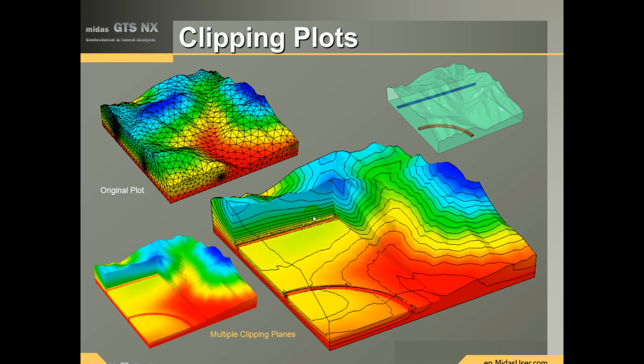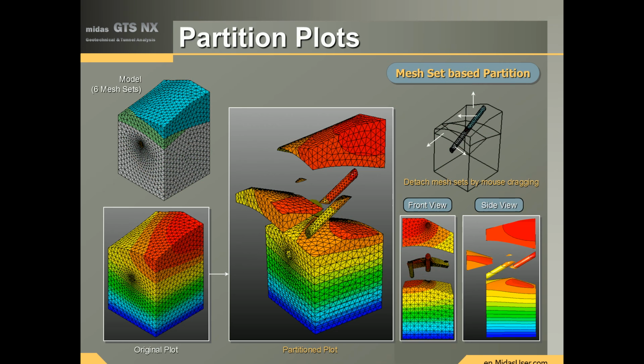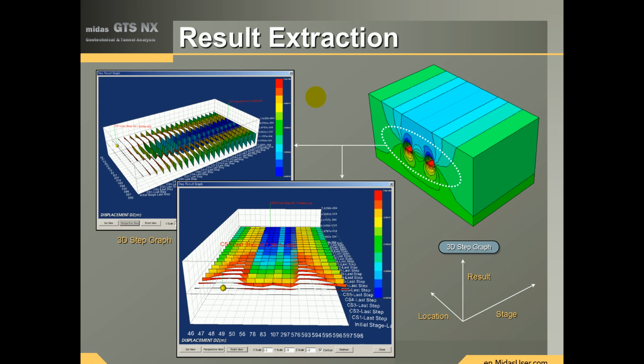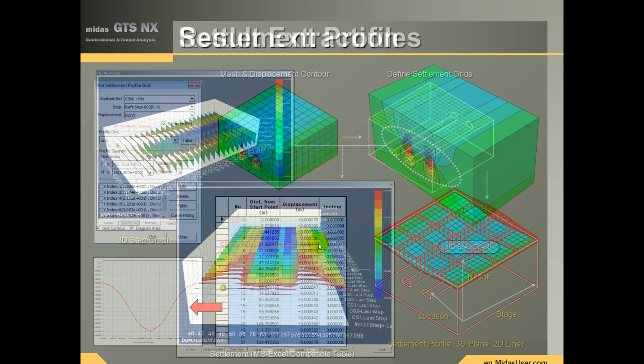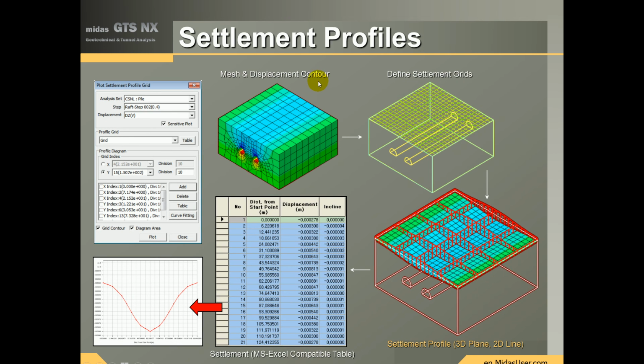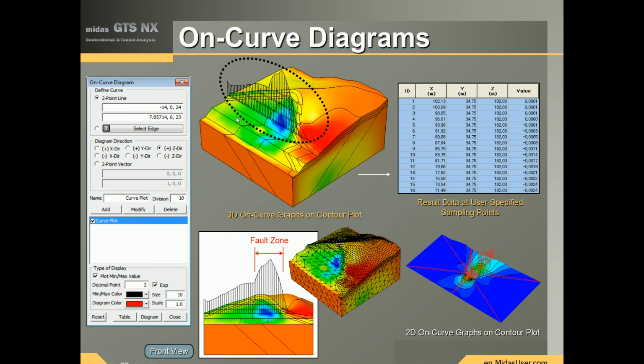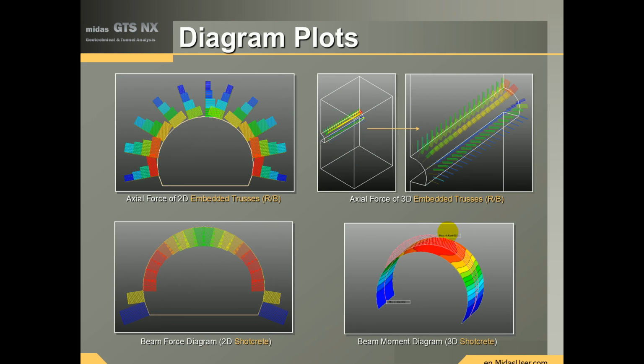So we can also look at multiple clipping planes. We can detach mesh sets by dragging the mouse, just by lifting them off. We can do the results extraction through the construction stages at different locations at different stages. We can look at the settlement profiles as well, so we can also look at the graphical representations and look at the tables. Look at different clipping planes and on-curve diagrams. So we can do the results extraction with the on-curve diagram and the graphical representations.